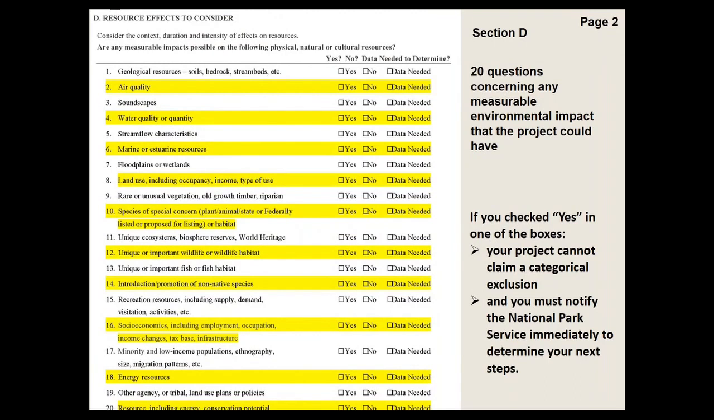Page 2. So it's section D. It's 20 questions concerning any measurable environmental impact that a project could have. Usually you would say no for all these questions, but if you have any concern, you could ask us and contact us. Because if you say yes, we cannot claim a categorical exclusion, and we would have to take another path. It would be another process. But again, if you have any concern, you can just ask us.